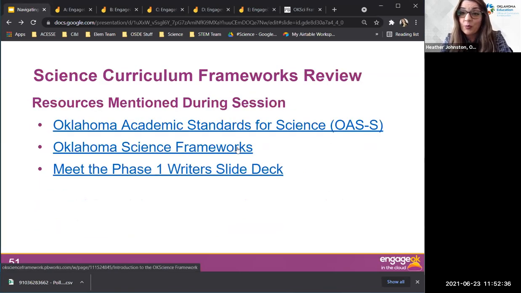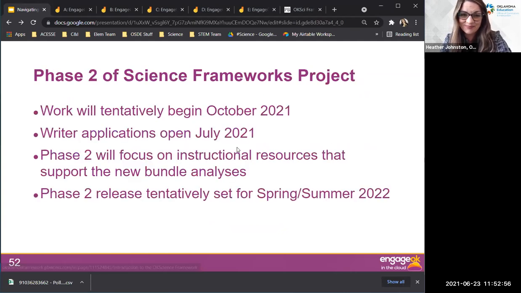And so we will be providing a link to the slide deck later, right at the end, but these were just highlights of things that we talked about today: our academic standards, the frameworks, and then the Meet the Phase 1 Writers slide deck. This is just a little summary page of those particular links that we used today. Now I am going to pass it over to Susan.